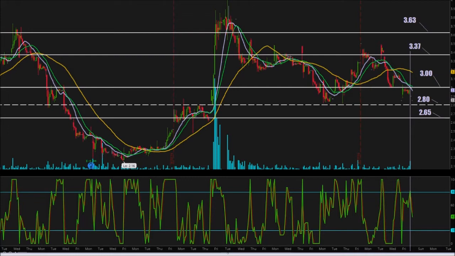This time we're taking a look at ticker symbol VSLR. That's Vivint Solar Incorporated. The chart we're looking at today is a 1 hour chart, each candlestick representing 1 hour of trading.